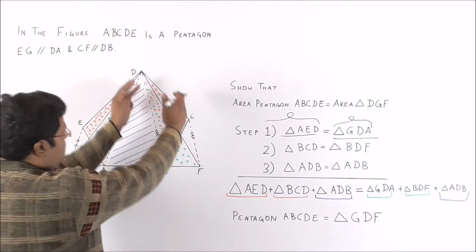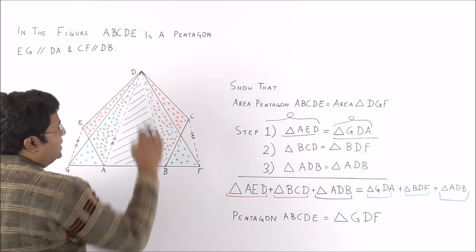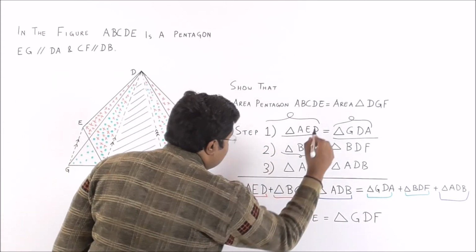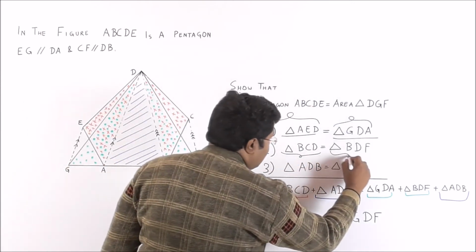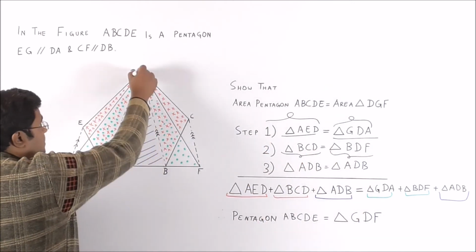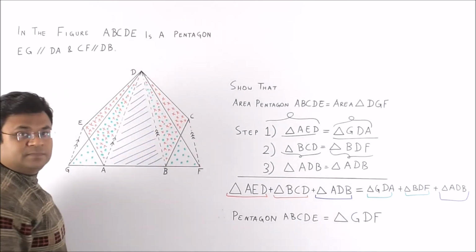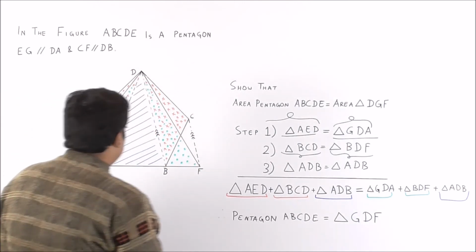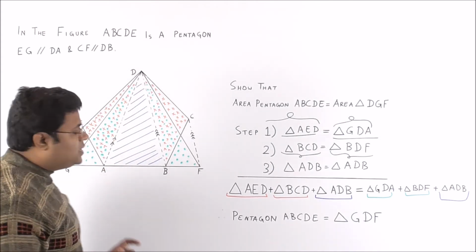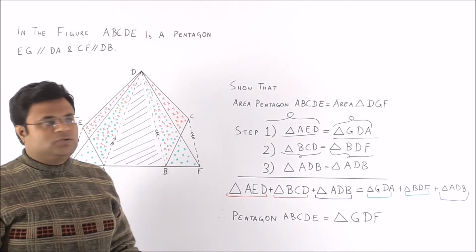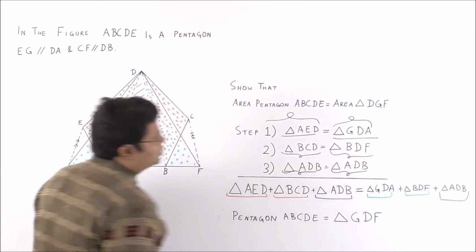Now, coming to this side trapezium, we have BCD equal in area to BDF. Why? Again the same reason, they have the same base DB and lie between the same parallels. Fine? Finally, DAB happens to be the common part. So that ADB is simply added to both.